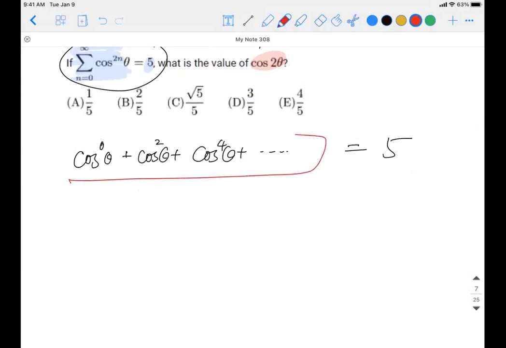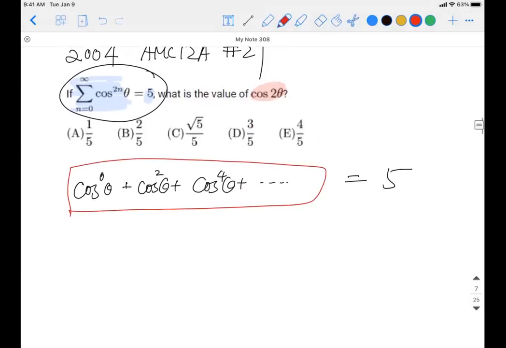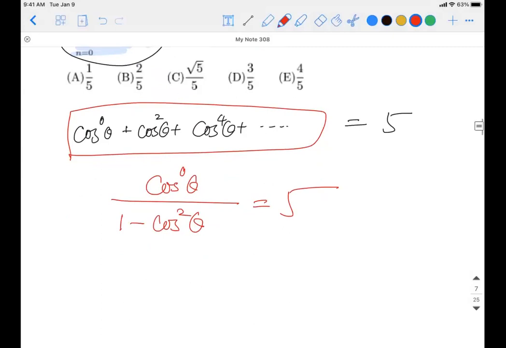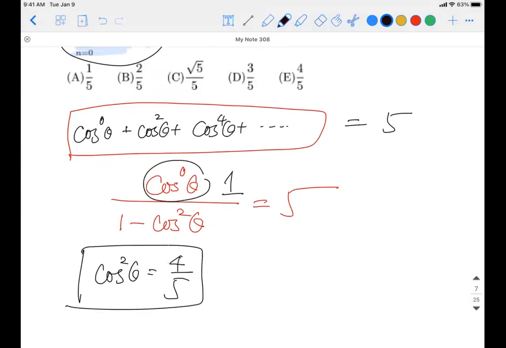Check it out. This is exactly an infinite geometric sequence. You want to basically calculate a sum. It's going to be cosine 0 theta over 1 minus q, right? That one equals 5. So easy, huh? So cosine square theta equals what? So that being said, cosine square theta equals 4 over 5, right?